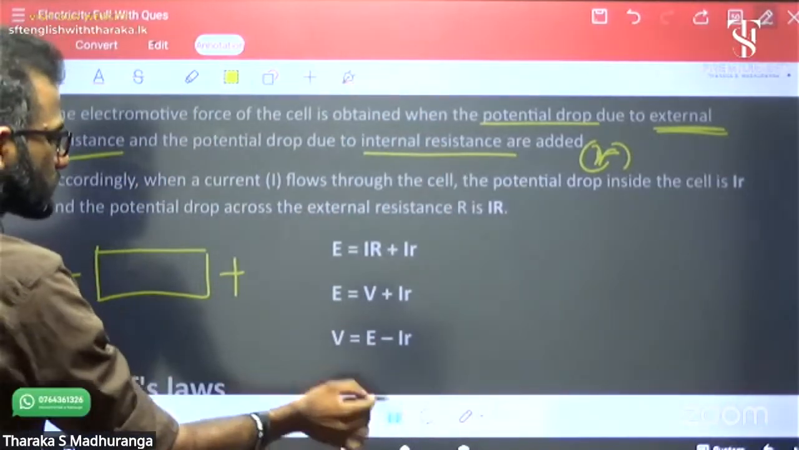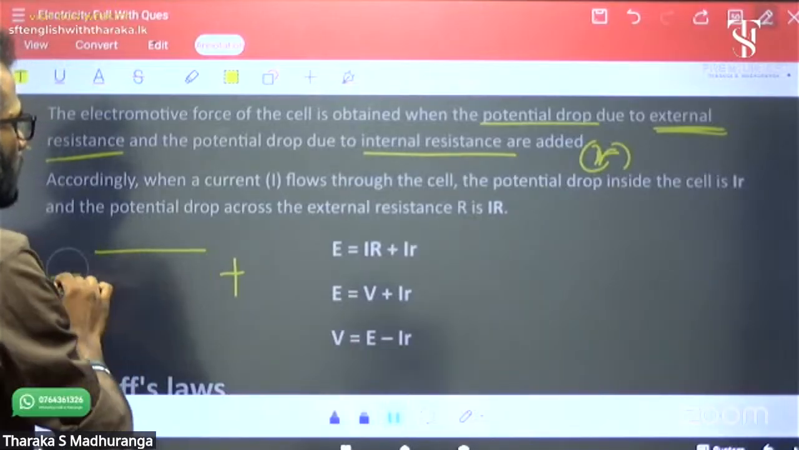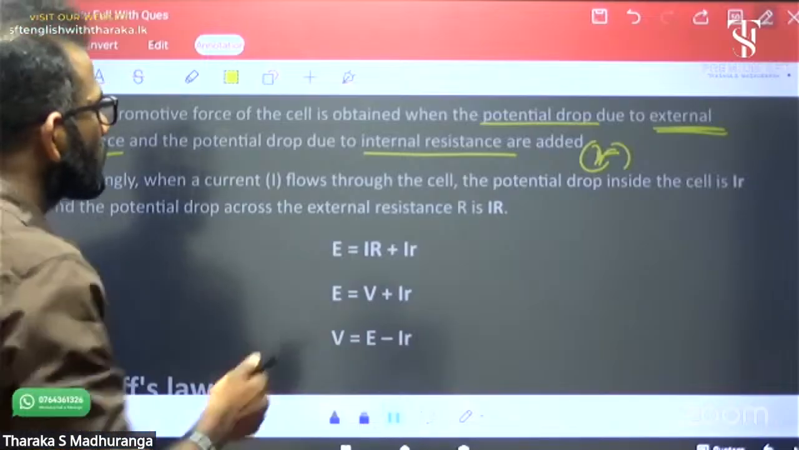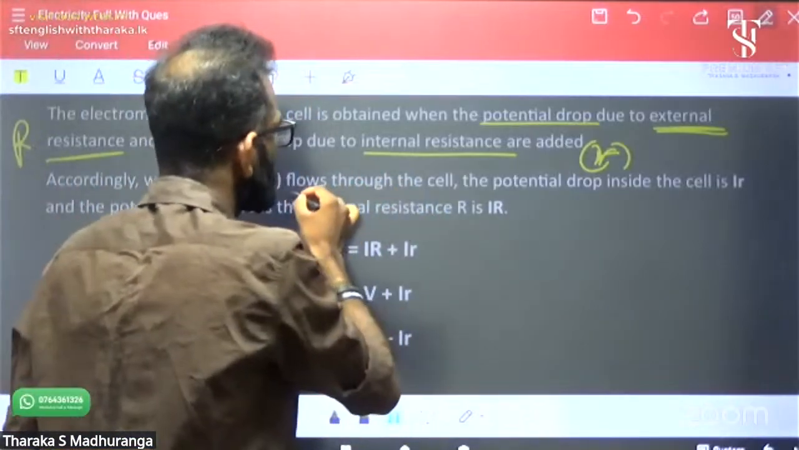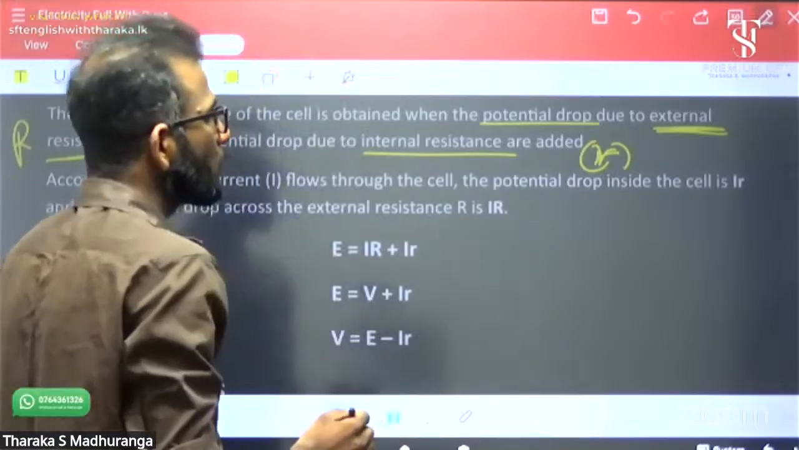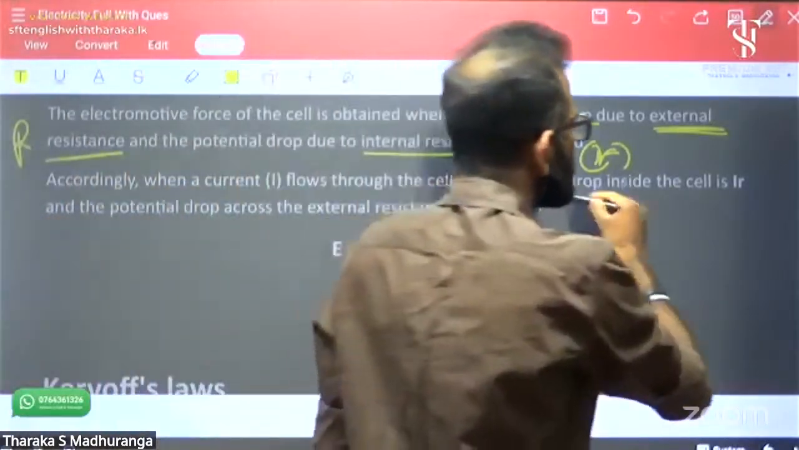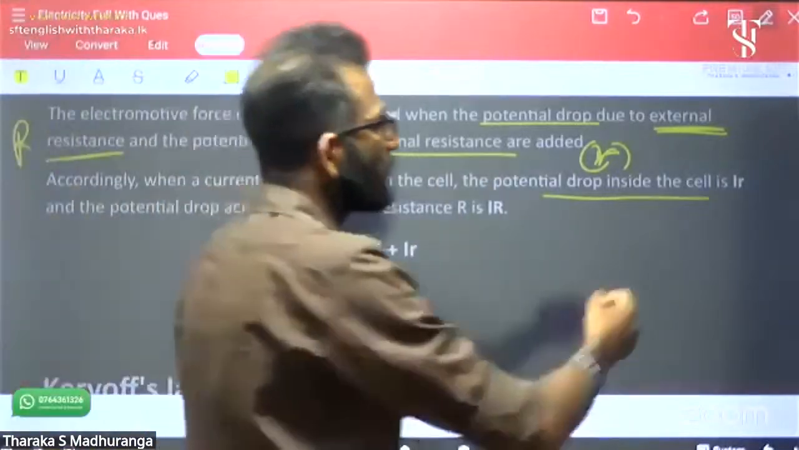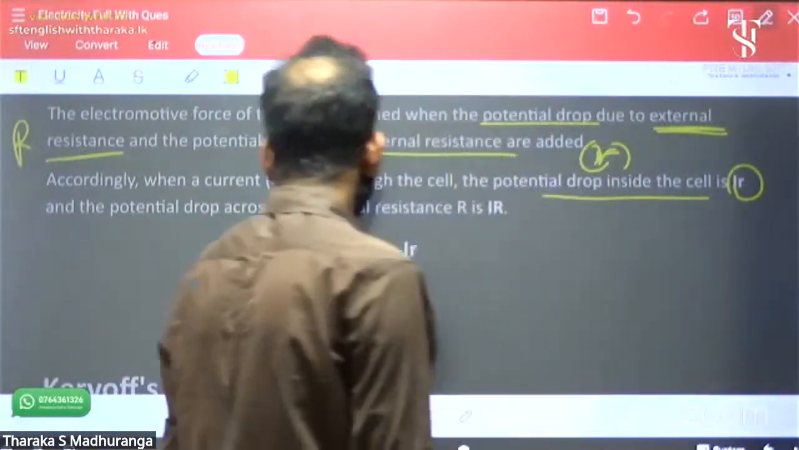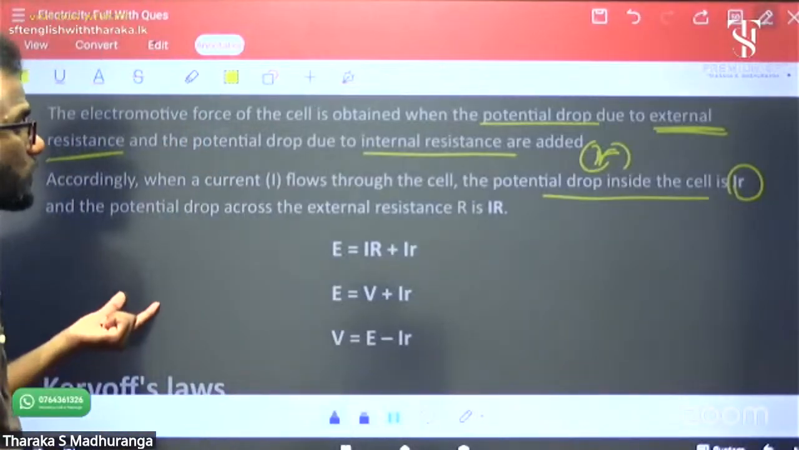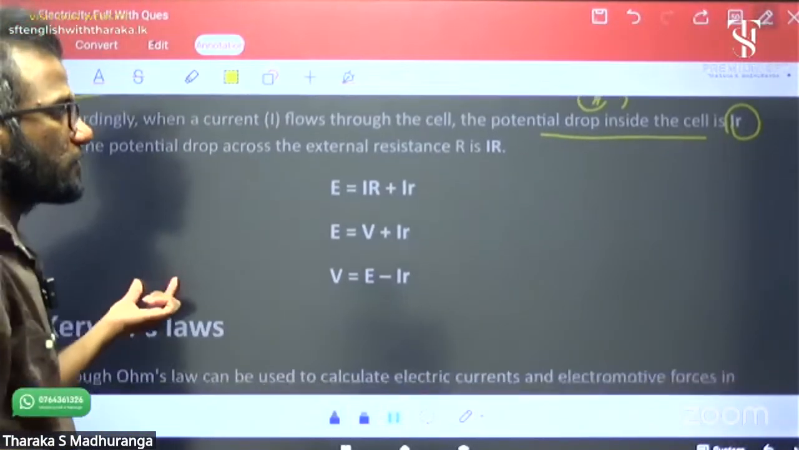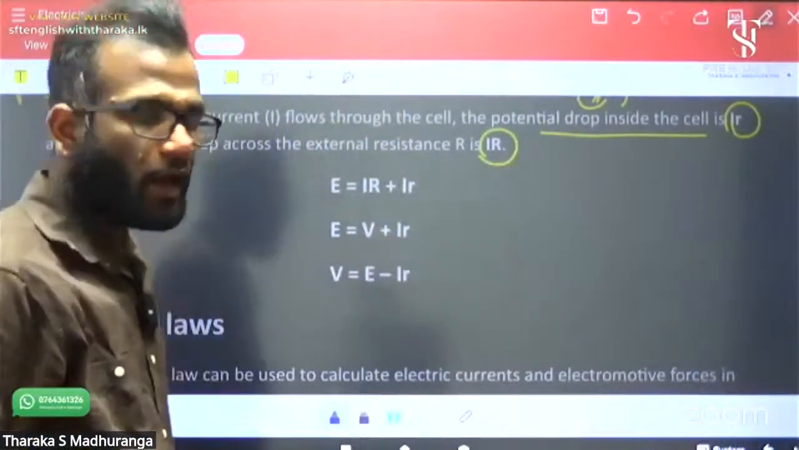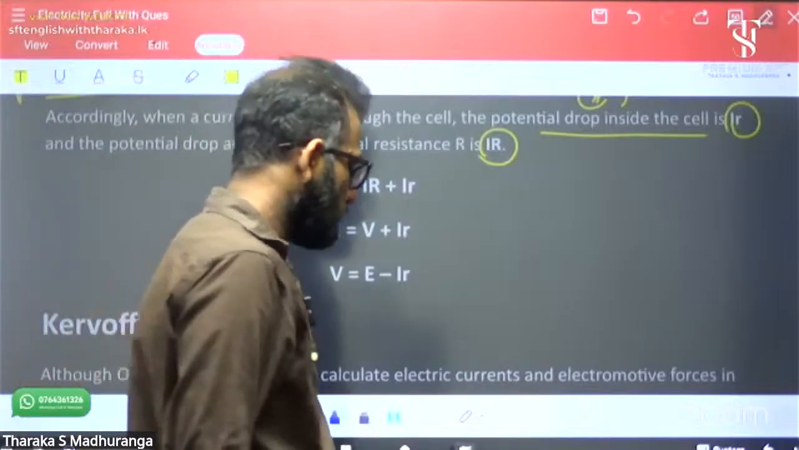Accordingly, when a current flows through the cell, the potential drop inside the cell we call I simple R, and the potential drop across the external resistance we call capital I capital R. It is very simple.